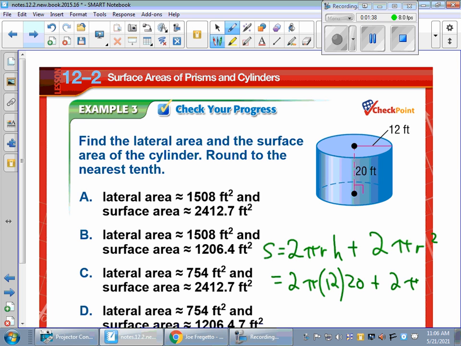After you plug that in, this is all calculator work. So hopefully you're able to work a calculator and figure it out. Output a final answer with a lateral. So this part is just the lateral. You add that to the second part, the area of your bases, to get that grand total surface area.